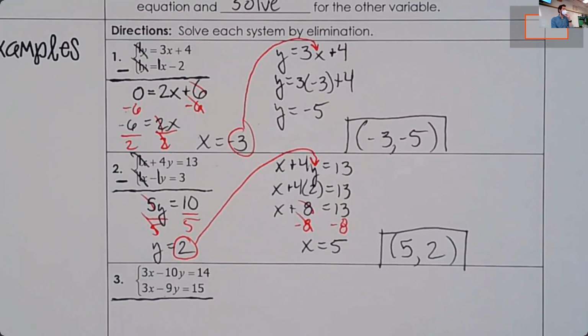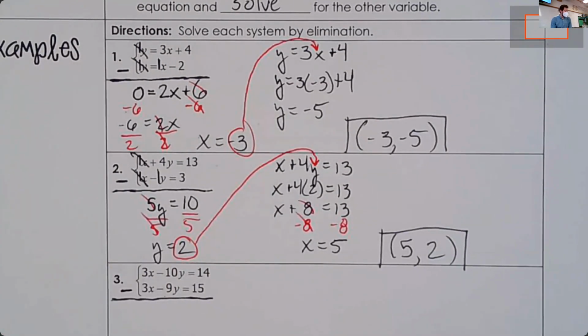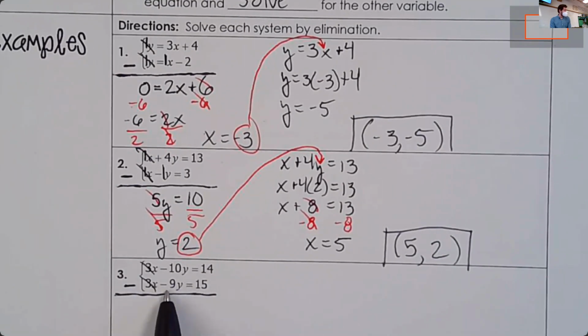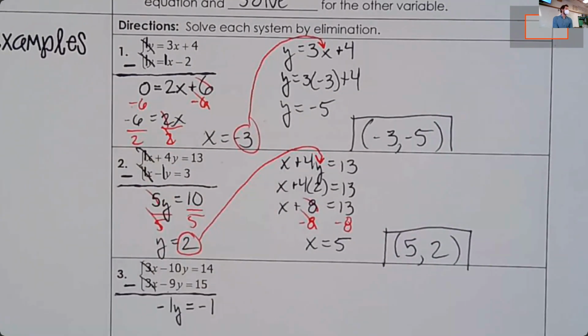So would we add these together or subtract them to make the x's go away? Subtract again. Yep. So the first 3 problems we're subtracting. And when we subtract through, the 3x minus 3x, those will cancel out altogether. And then we're looking at negative 10 minus negative 9. That's a lot of minuses and negatives there. Negative 10 minus negative 9 is the same thing as negative 10 plus 9. Negative 10 plus 9 is negative 1. So it's negative 1y. And then 14 minus 15 is negative 1. So negative 1y equals negative 1.